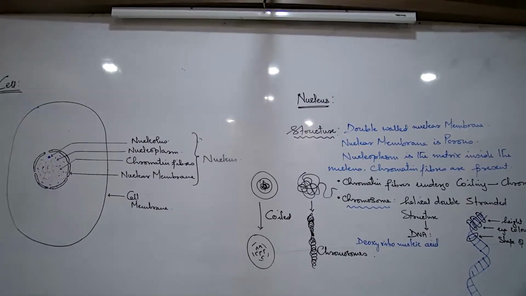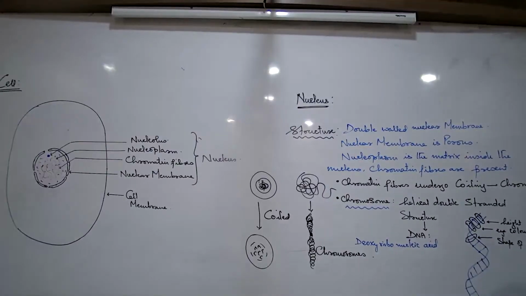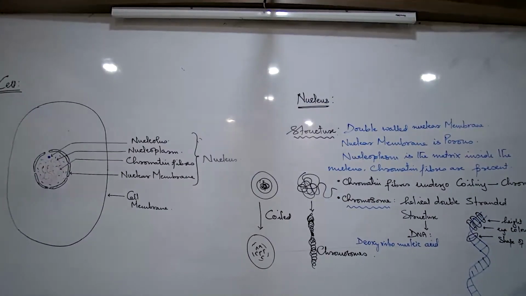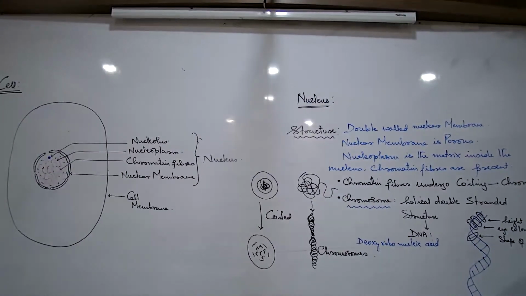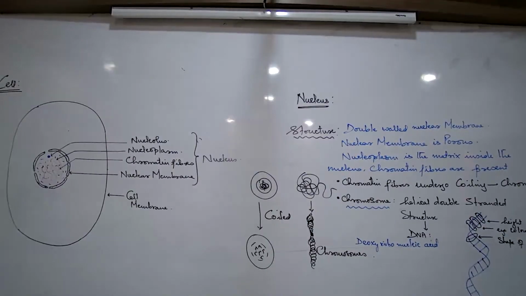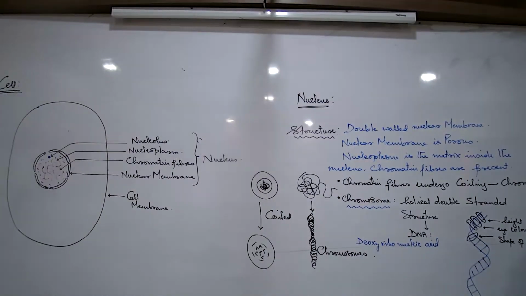What should be the answer of this? What is the first question I gave you? What are chromosomes made up of? DNA. Chromosomes are made up of DNA. Write it down and then write down the full form.